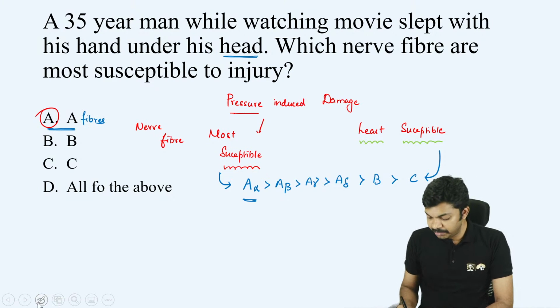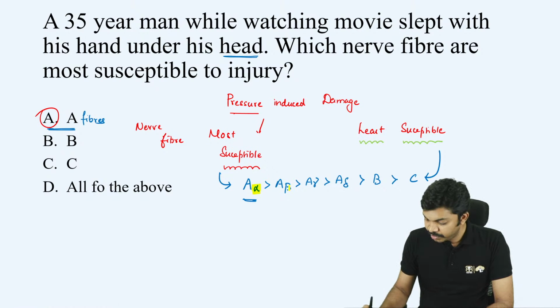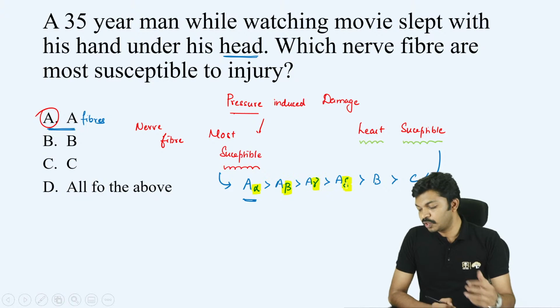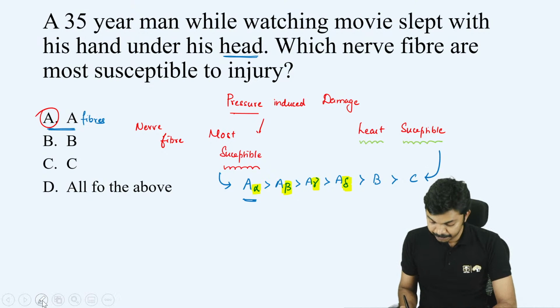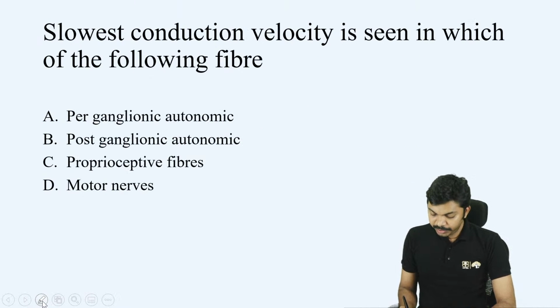Among A, which could be the best choices? You can have alpha followed by beta followed by gamma followed by delta. In this order of susceptibility, the nerve fiber will get damaged if there is a pressure, people. Fine. Moving to the next question.